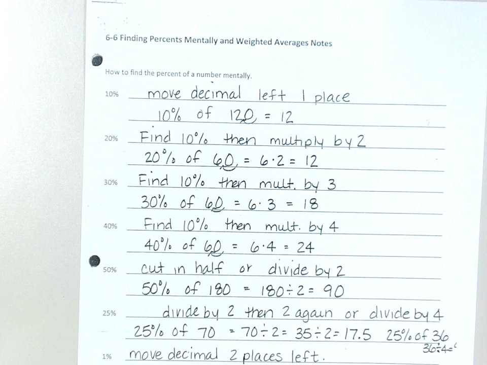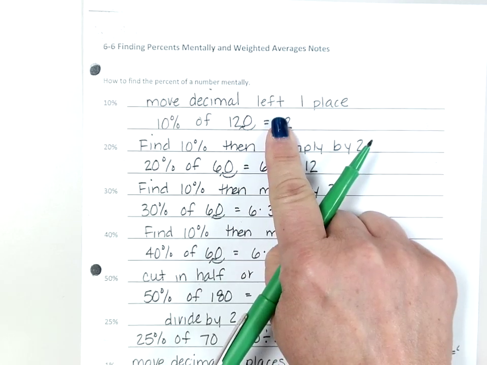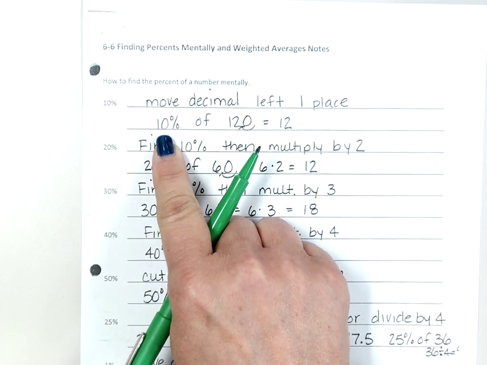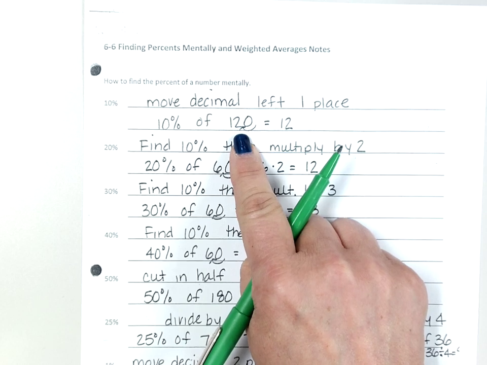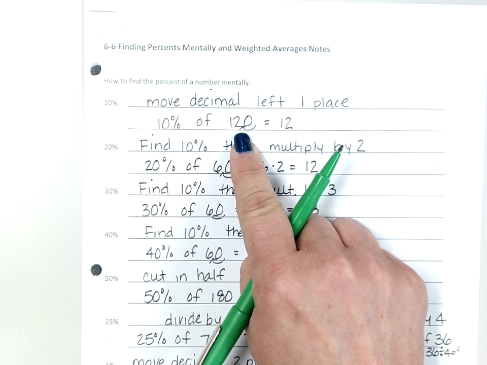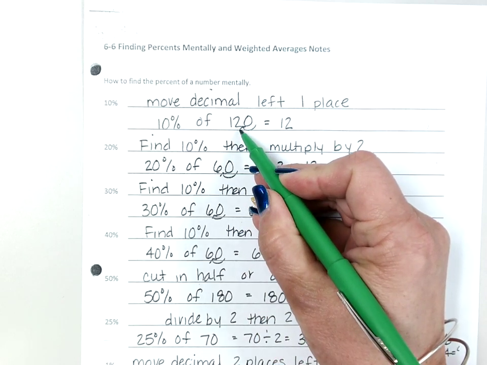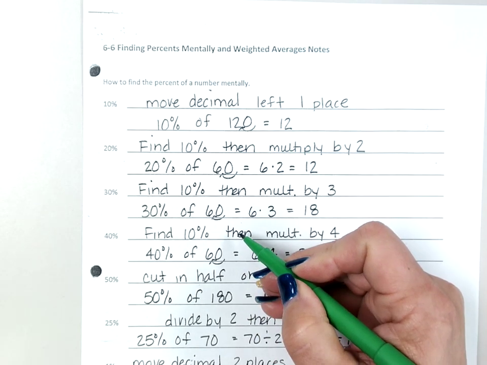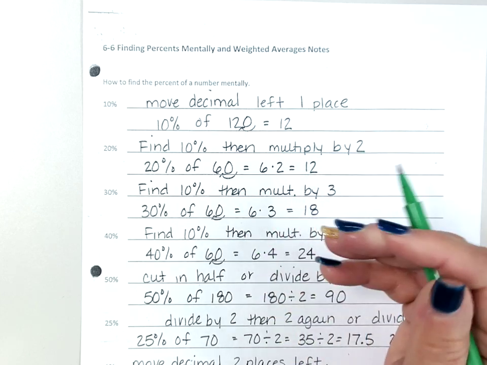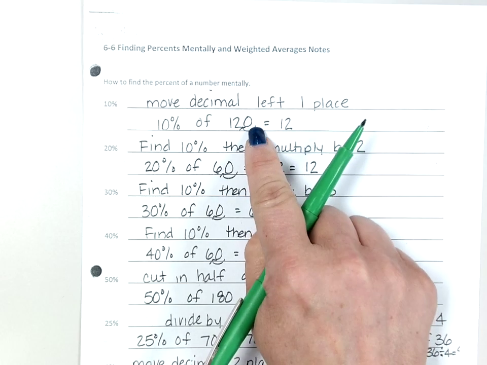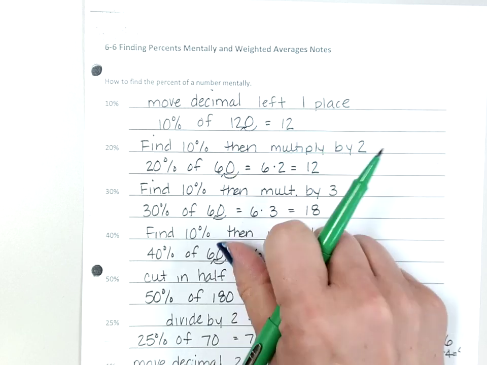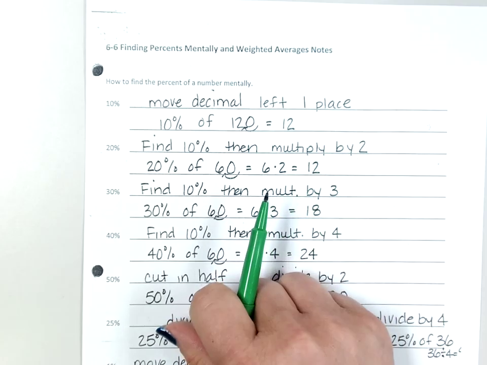So for 10%, to find 10% of a number, instead of multiplying 0.10 times the number, you could just move the decimal left one place. So to find 10% of anything, let's say that I had a $120 pair of boots that I was going to buy, and they're 10% off. You start at the back, you move the decimal one place to the left, and that would be $12 that I would be saving. Or you wanted to leave a 10% tip, which is kind of low, you would move the decimal to the left one, and that would be your tip.